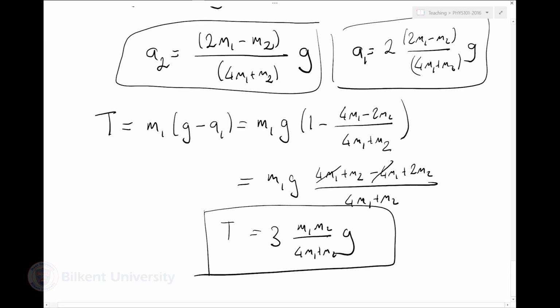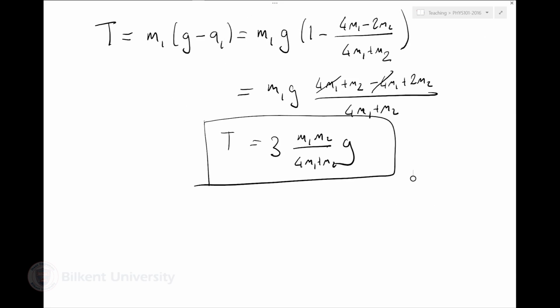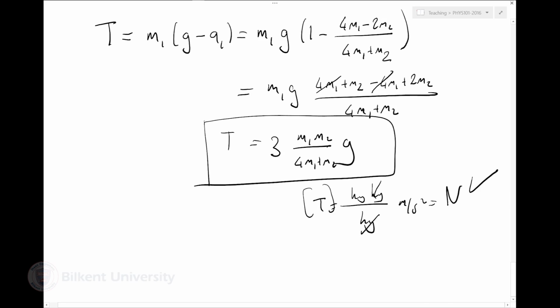How about units here? What should be the unit of acceleration? It should be the same unit as g. So here I have masses canceling each other. a2 and a1 are proportional to g, which means the units are correct. How about here? Tension unit is kilogram divided by kilogram times g, which is meter per second squared. So it's Newton. So units are also correct.